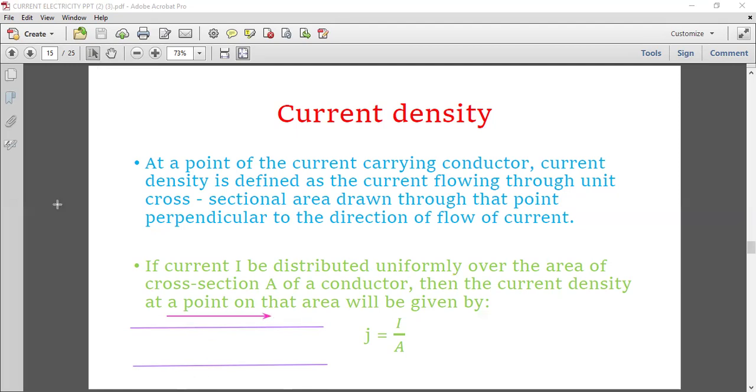It's clear. And you have to determine the current density at this point. So how will you determine the current density at this point? We will take a unit cross-sectional area around this point. Or you take a cross-sectional area whose area is A.